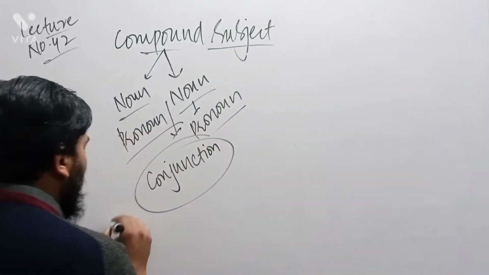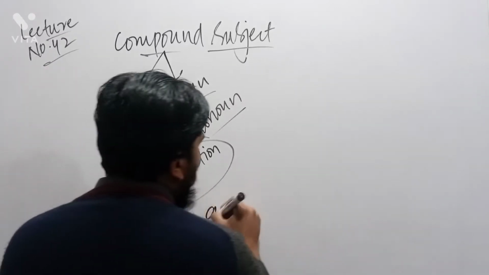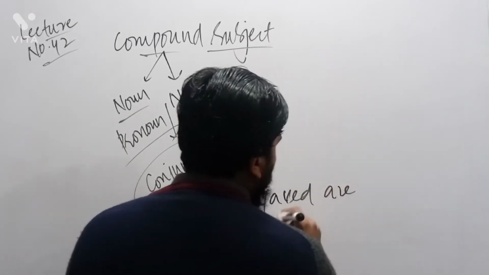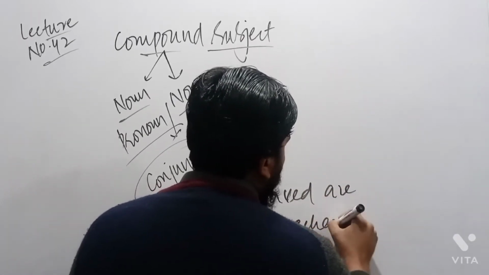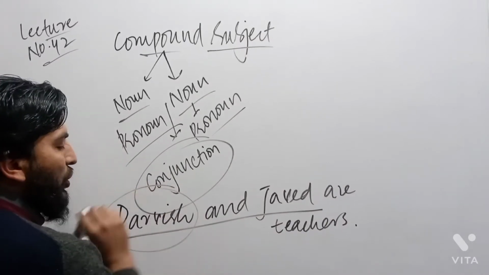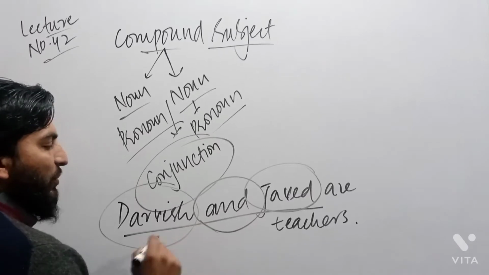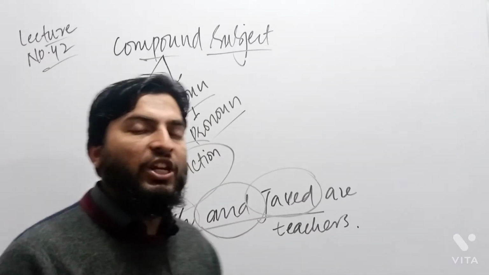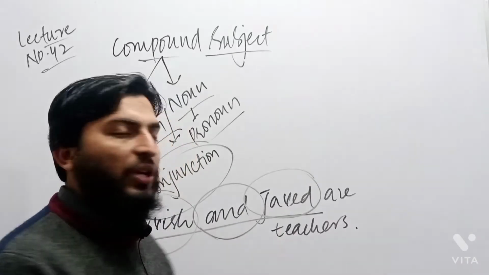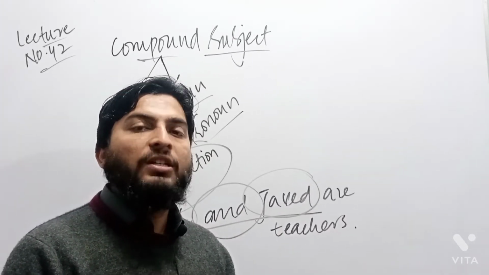For example, I say Darvesh and Javed are teachers. Now it means that this is called subject, but one noun is used and another noun is used. With the help of and, they are connected. It means Darvesh is a teacher and Javed is a teacher. Such kind of subject which is used here, Darvesh and Javed are teachers, this is called compound subject.